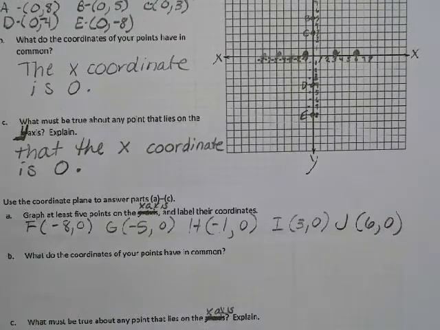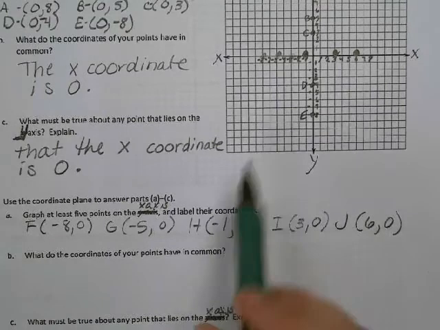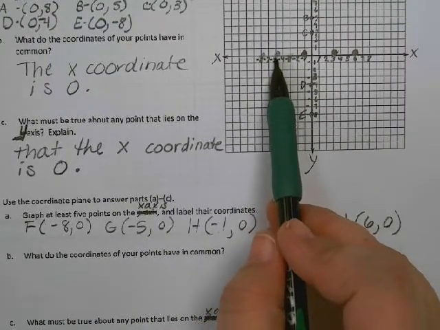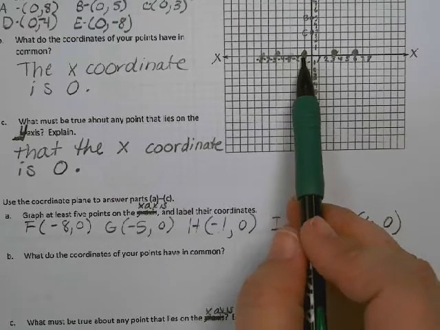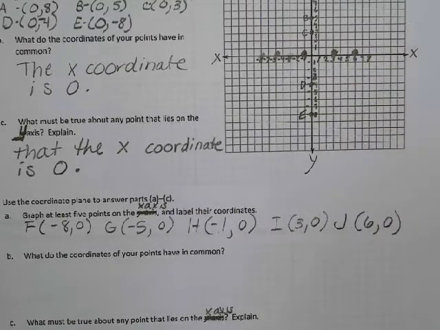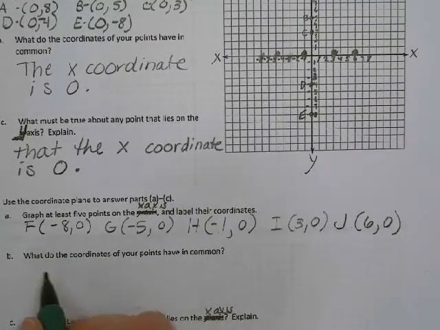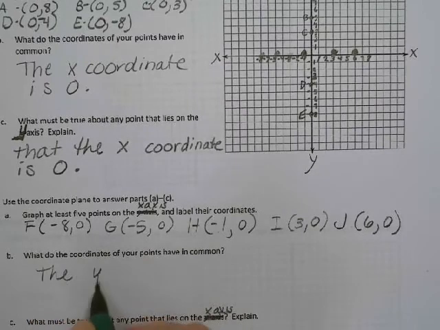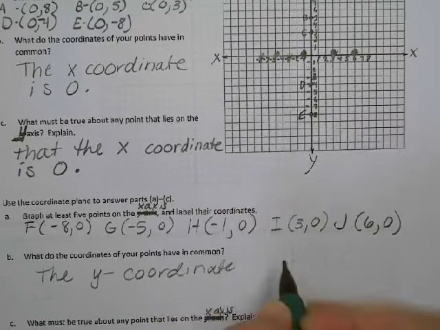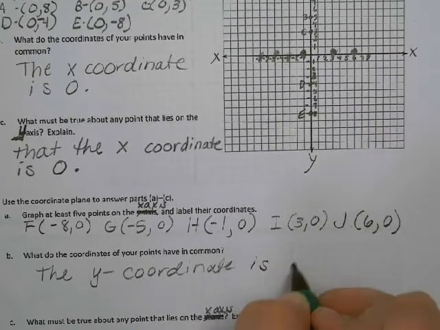Okay, so go ahead and check your points. You should have had a point at -8, a point at -5, a point at -1, and then a point at 3, and then a point at 6. So what do all of our coordinates have in common? The y coordinate is 0.